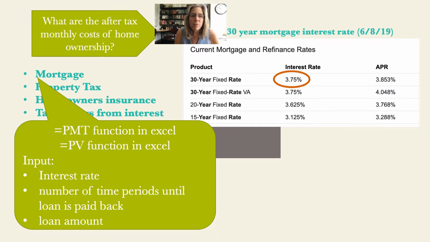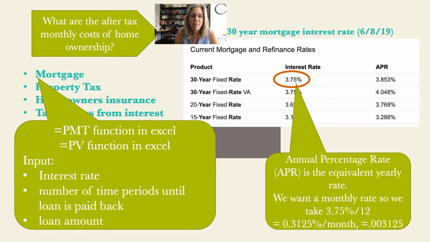But for us, what we're interested in is a monthly rate. So we're going to take this 3.75% and divide it by 12, because remember we want $2,500 per month. So we want to know the interest rate per month. In order to get that, we take this number and divide by 12. It won't be that much different if you accidentally use the APR and divide it by 12, but you're really supposed to be using this particular interest rate and dividing it by 12. So that's 0.3125% per month. So I have the interest rate in this particular function.